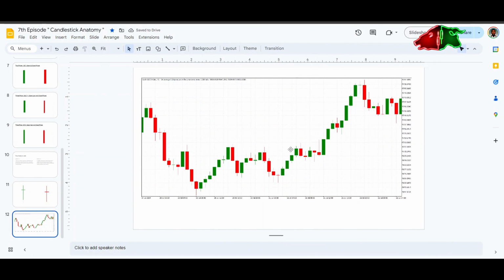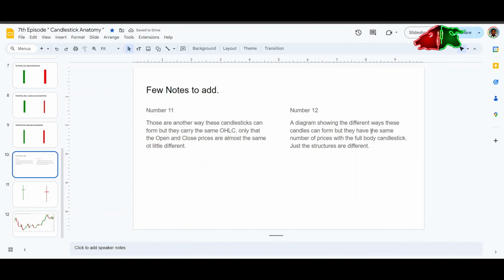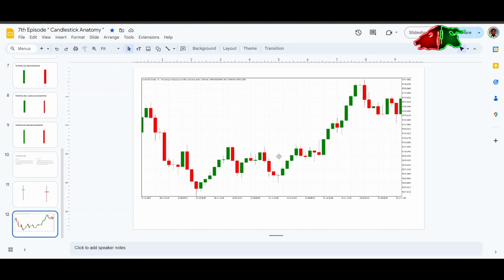Okay, yeah. So that was what I said here, right? Number 12, a diagram showing... Yeah, I almost forgot, but thank God I wrote it down. So these are like the diagram of different patterns, different information. Look at this.